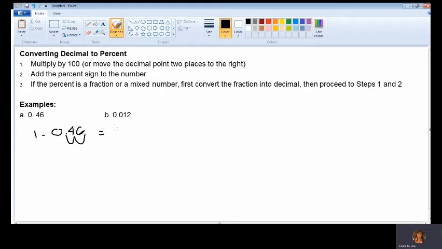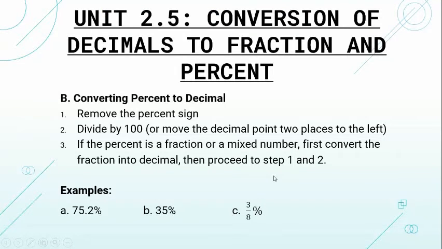Okay? So the answer would be 46%. Converting percent to decimal. First, remove the percent sign. Second, divide by 100 or move the decimal point two places to the left. Third, if the percent is a fraction or a mixed number, first convert the fraction into decimal, then proceed to step number 1 and number 2.